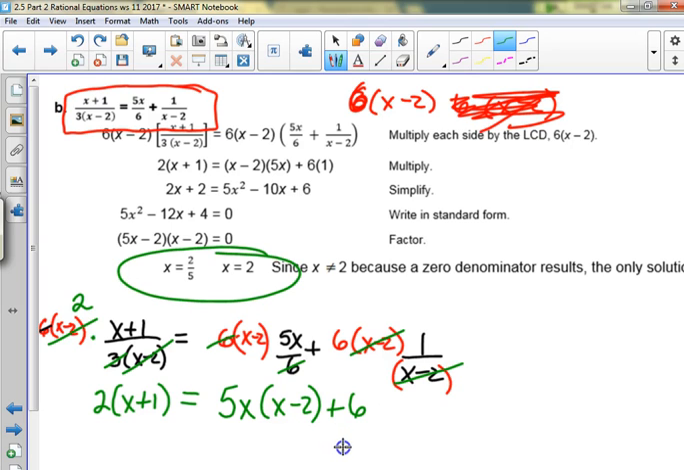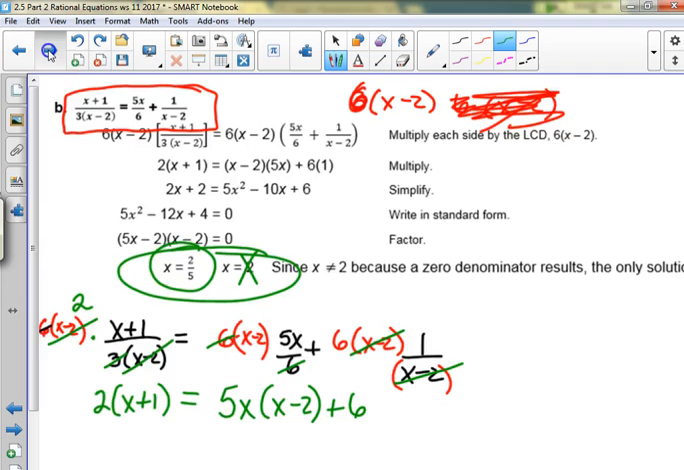Is there any problem? The denominator cannot equal 2 because of the factor x minus 2 in the denominator. So this is an extraneous solution. So only 2/5 is going to work. That sounds fun to check, right? As long as it doesn't make the denominator 0, and you haven't made a mistake along the way, it should check.